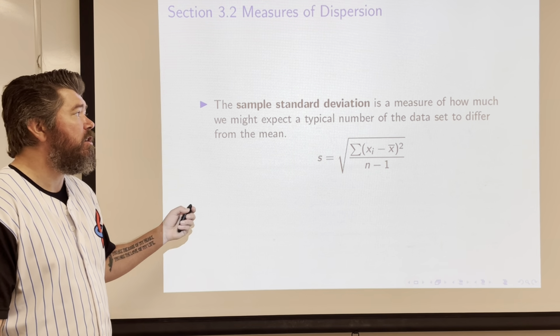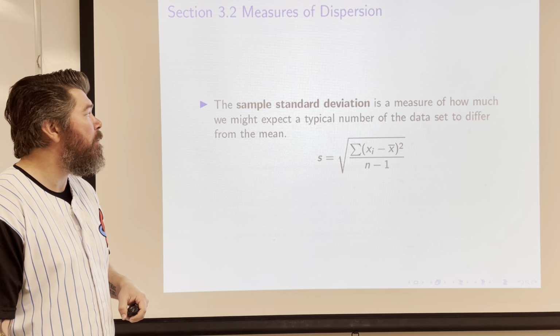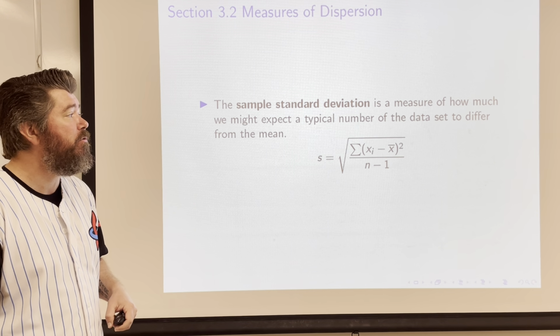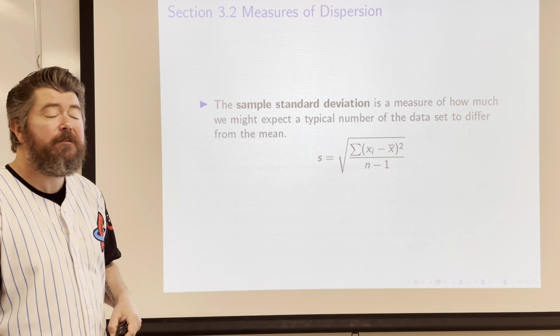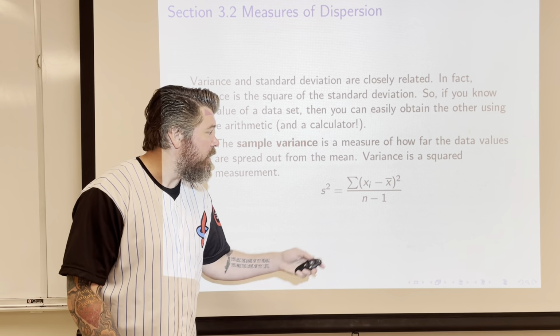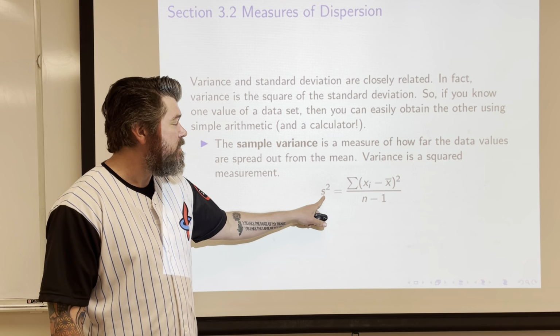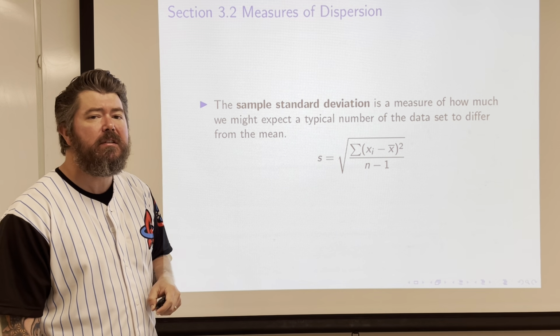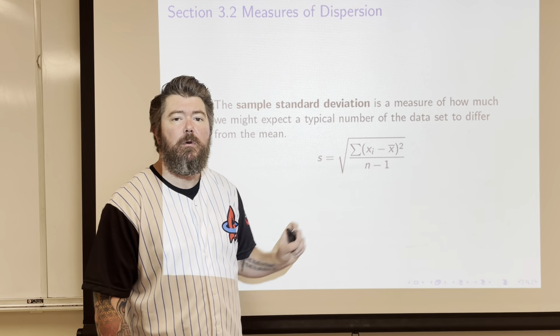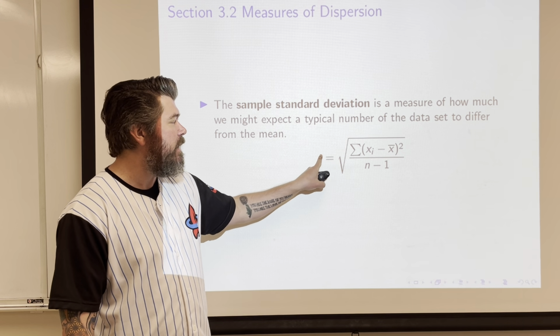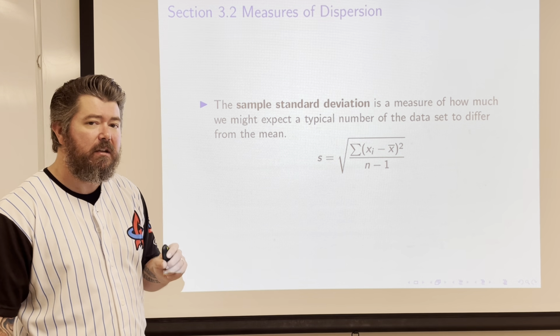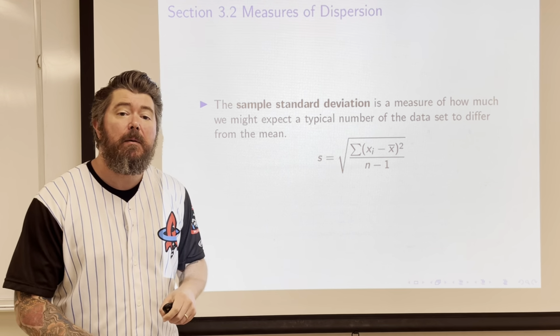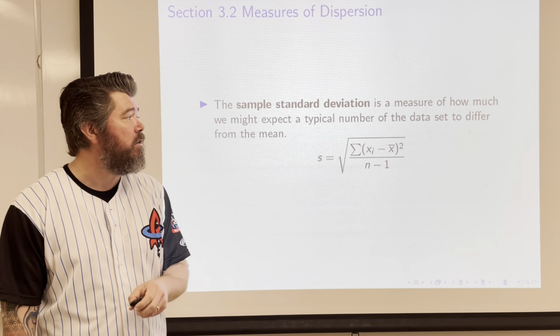The sample standard deviation is a measure of how much we might expect a typical number of the data set to differ from the mean. So again, if this is S squared, to get S, we will square root it. So the formula looks very similar. It's just the square root of what we had before, and now S squared just turns into S. And again, we use S for standard deviation.